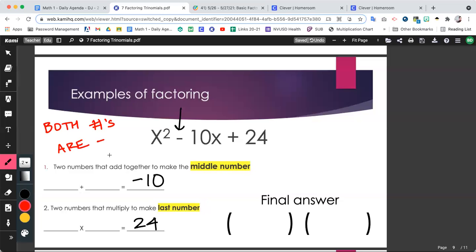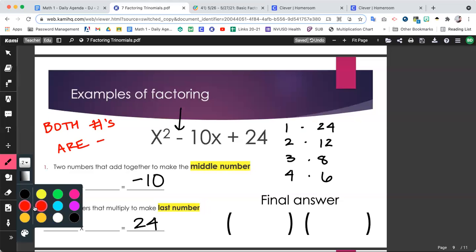Okay. So again, let's look at our options. We have the same numbers we did on the last problem. So we have 1 and 24. We have 2 and 12. We have 3 and 8. And then 4 and 6. Okay. Now, because we know they both have to be negative, we could just make everything negative. Okay. And now it's pretty easy to see which one is going to work.